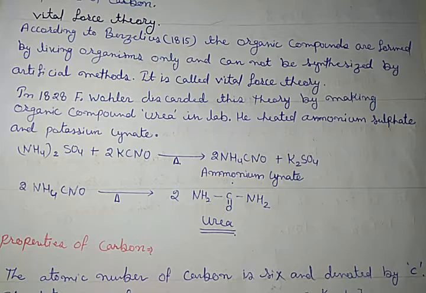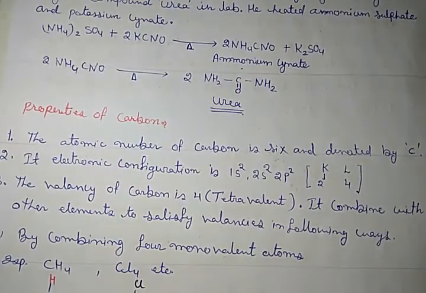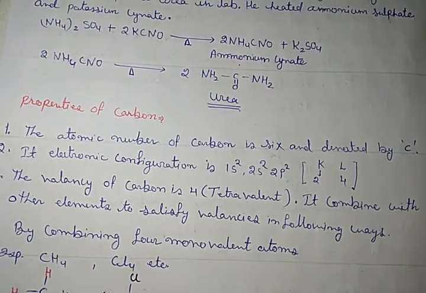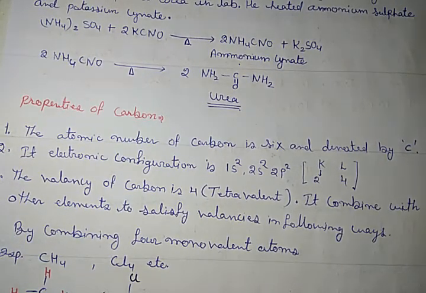Now, let me consider the properties of carbon. The first property is that the atomic number of carbon is 6 and it is denoted by C. If you consider the periodic table, carbon is placed at 6th number: hydrogen, helium, lithium, beryllium, boron, carbon. So it is placed at 6 and the symbol is C.